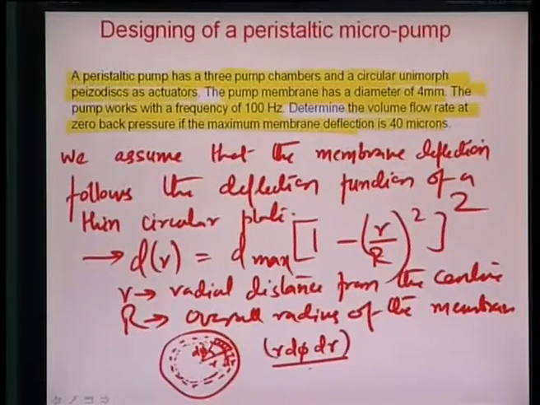So, essentially r d phi is the length of the sector, and dr is the small elemental distance between the radii r and r plus dr, as we are seeing. We can assume that this particular section, with d phi being very, very small, represents a rectangle.